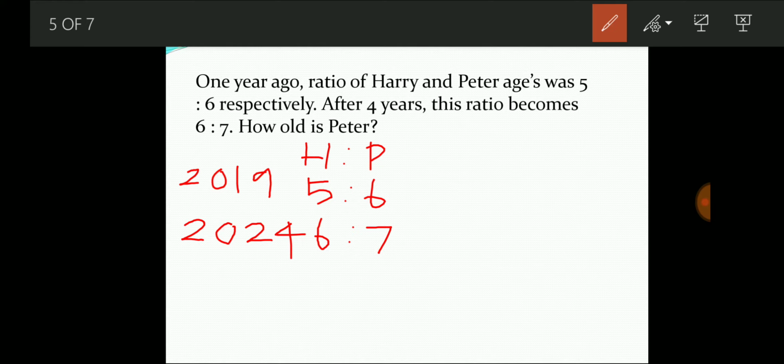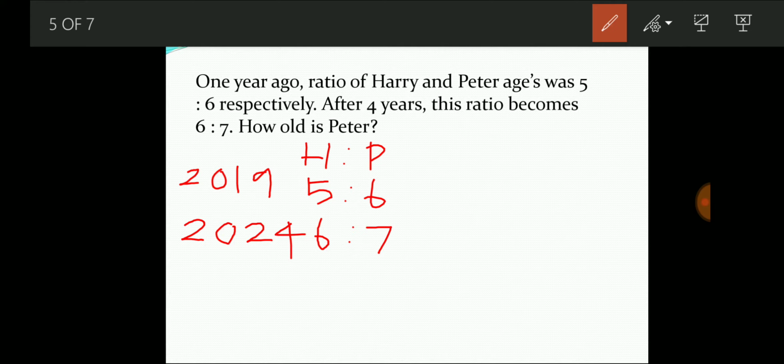Many may get a confusion. After 4 years, it should be from 2019. Please don't get into that confusion, because when we're talking about 1 year ago, we are taking from the present, which means 2020 minus 1. Similarly, when they say 4 years hence or after 4 years, it is very clear it should be from 2020. From 2020, if it is 4 years hence, it becomes 2024.